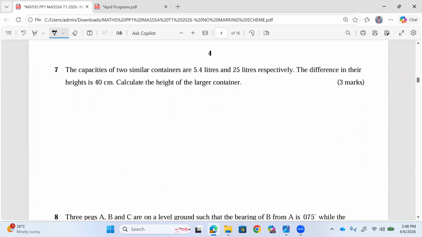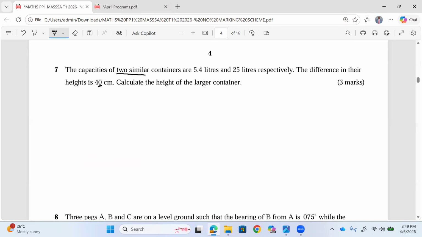Number 7, ladies and gentlemen. The capacities of two similar containers are 5.4 liters and 25 liters respectively. Look at this. Two similar. The word is similar there. The difference in their heights is 40 centimeters. Calculate the height of the larger container.